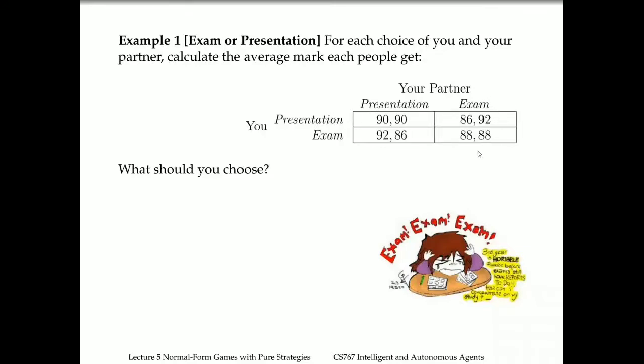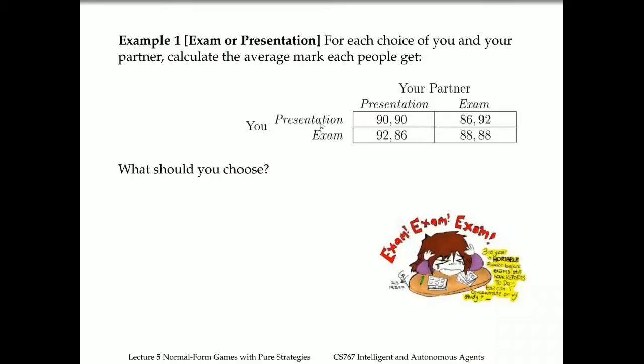Now in this matrix, you can see that I'm using the rows to indicate the action of one of the players, namely you, and I'm using the columns to indicate the possible actions of the opponent, namely your partner. By calling your partner an opponent, it doesn't mean that you are competing. It's just saying that you're both participating in this game.